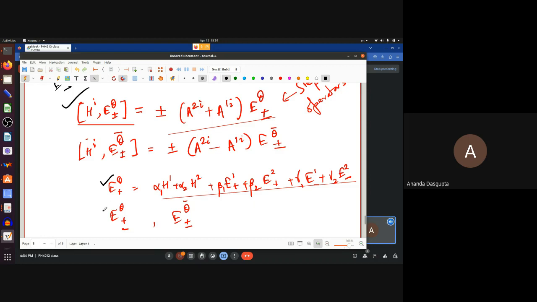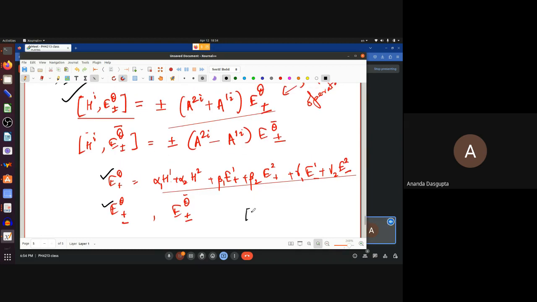But you can easily show that this is only possible when this combination is consistent with this. Let me just show you one way. Suppose I take H1's commutator with E theta plus. The moment I do that, what happens here? The H1 goes away. H1 comes with H1, and H1 comes with H2. If H1 and H2 commute, then in this bracket these terms will not be there.